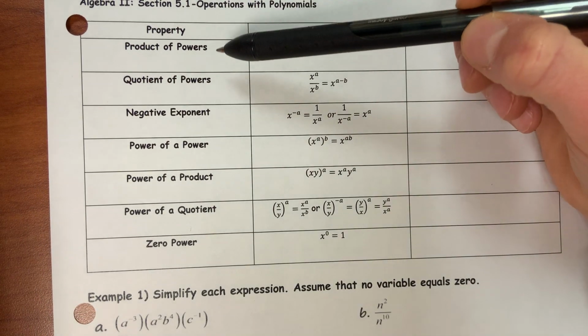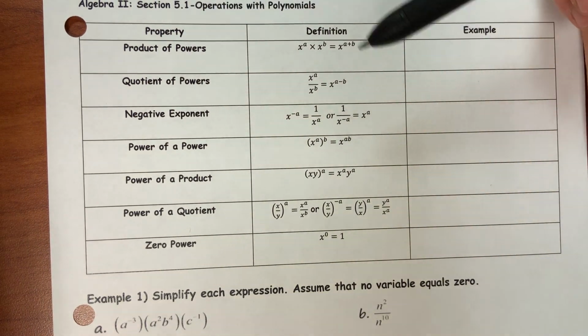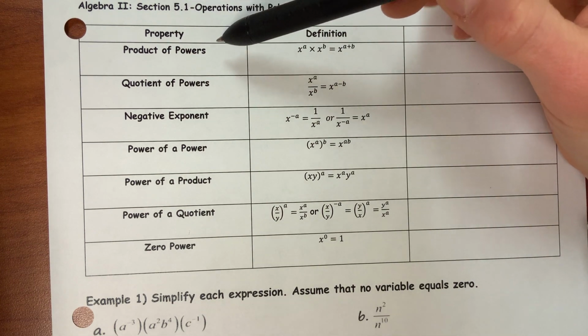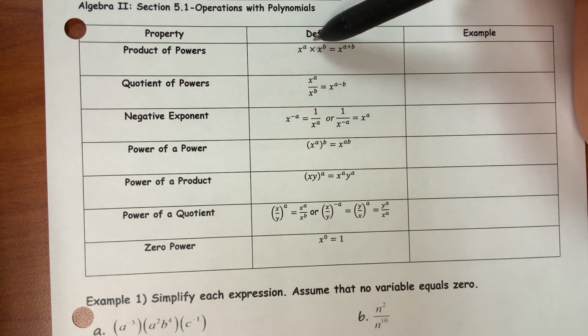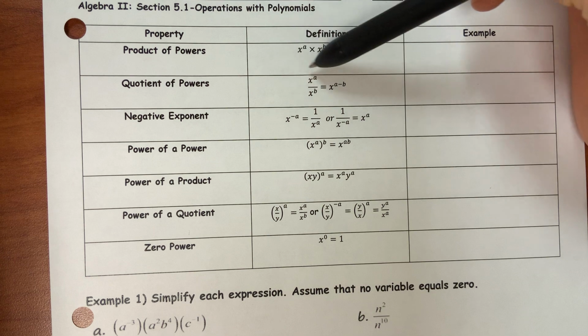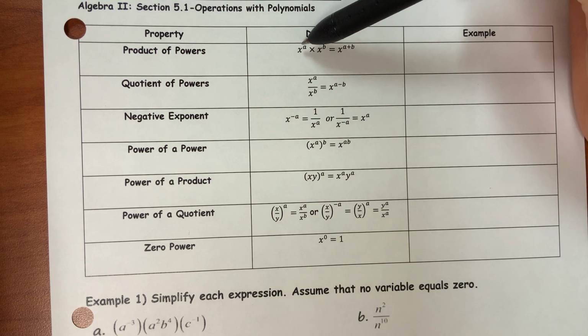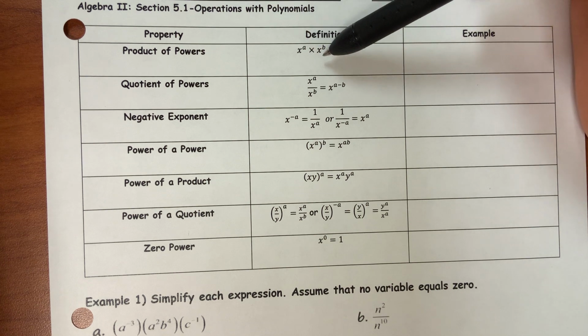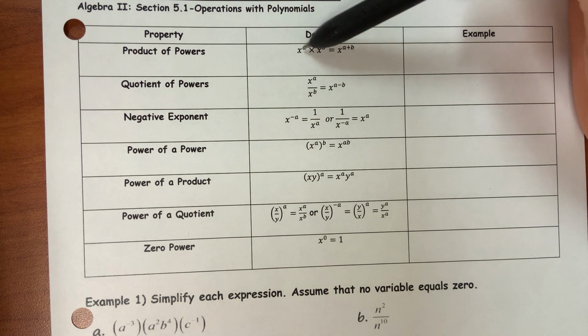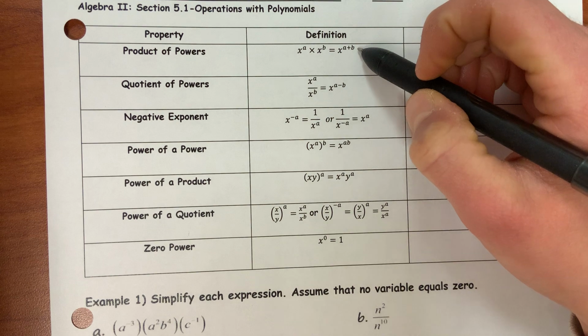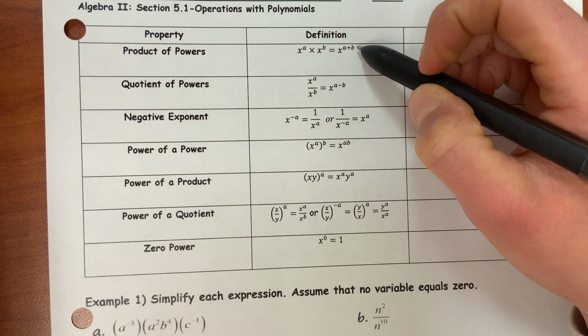But the first one, product of powers, okay? What we're talking about here is when we take two numbers with the same base. So in this case, x times x. This first x is x to the power of a, and the second x is x to the power of b, and I'm multiplying them. When you have two numbers with exponents with the same base and you're multiplying them together, what you're doing is you add the exponents.